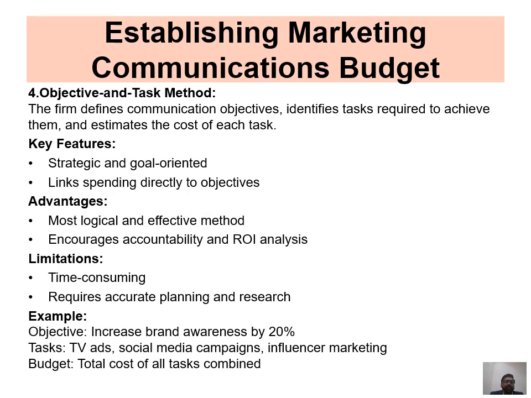Fourth method is objective and task method. In this method, the firm defines communication objectives, identifies task required to achieve them, and estimates the cost of each task. For example, objective may be increase brand awareness by XYZ percentage, and task may be like TV ad, social media campaign, influencer marketing. Budget is the total cost of all the tasks combined. So objective and task method.